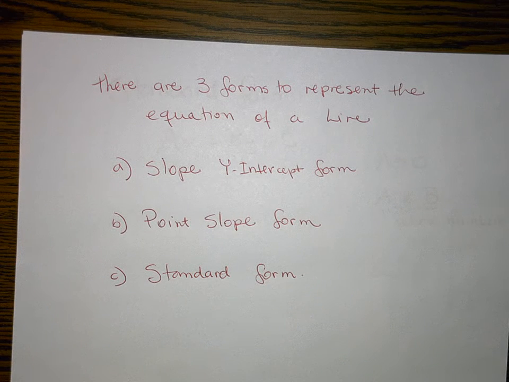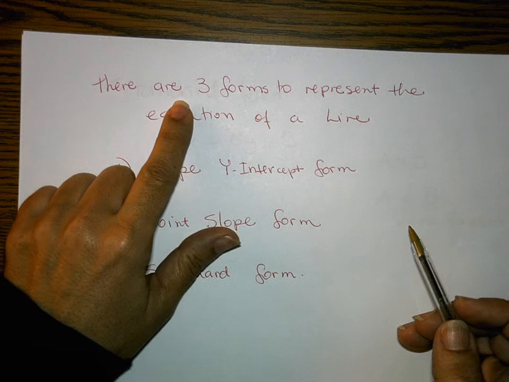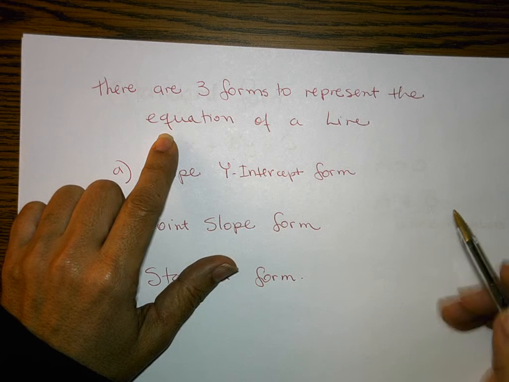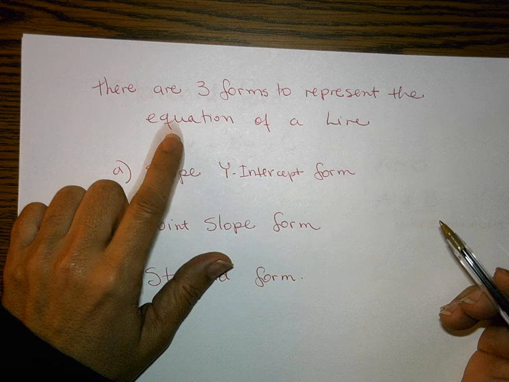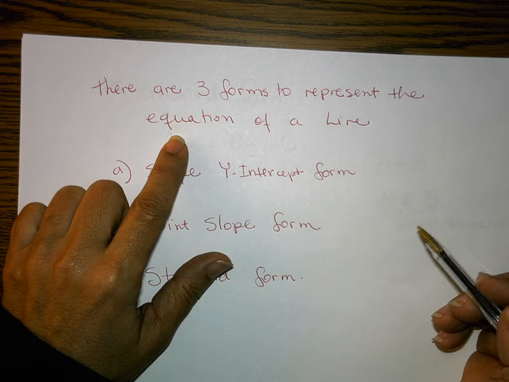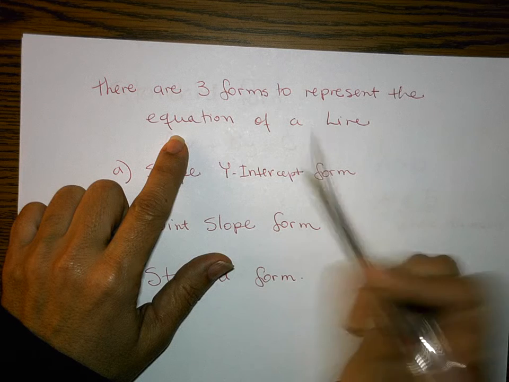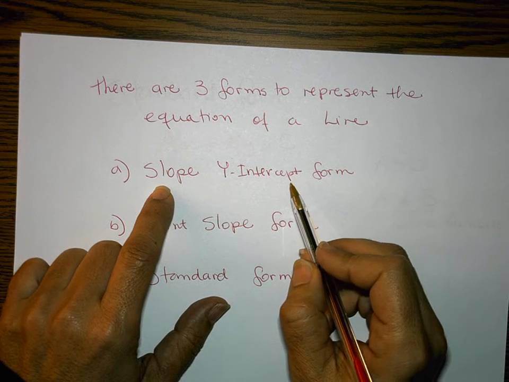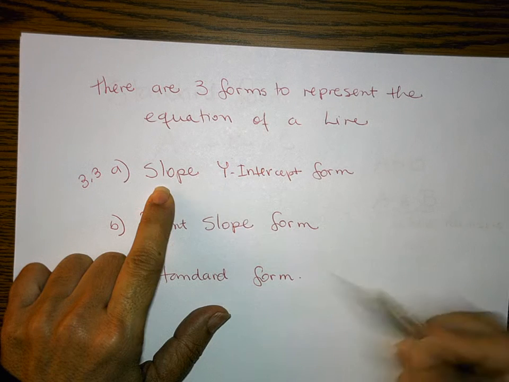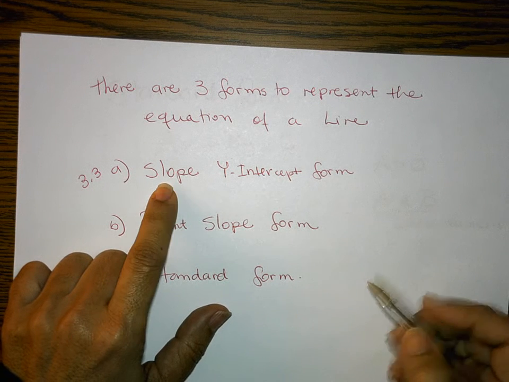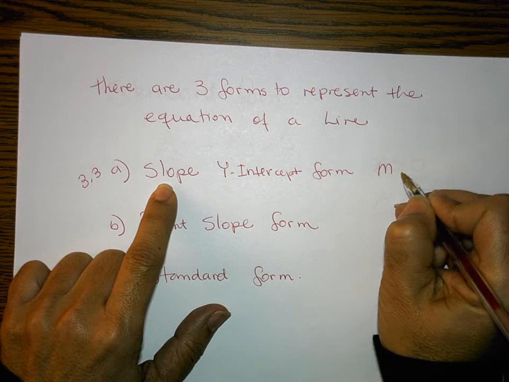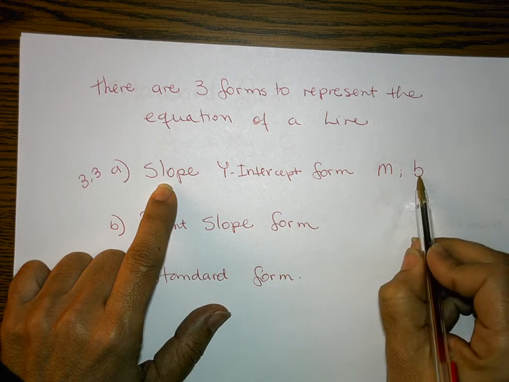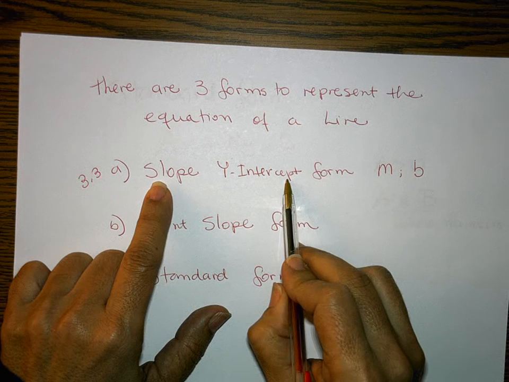You've learned so far that there are three forms to represent an equation of a line. When we graph linear functions, we want to represent that line with an equation, and there are three forms to do that. You learned the slope and the y-intercept form, I think at 3.3. You can go to the video and check it out. You need the slope, which is m, and the b value, which is our y-intercept. Those are the two pieces of information we need to use this form.